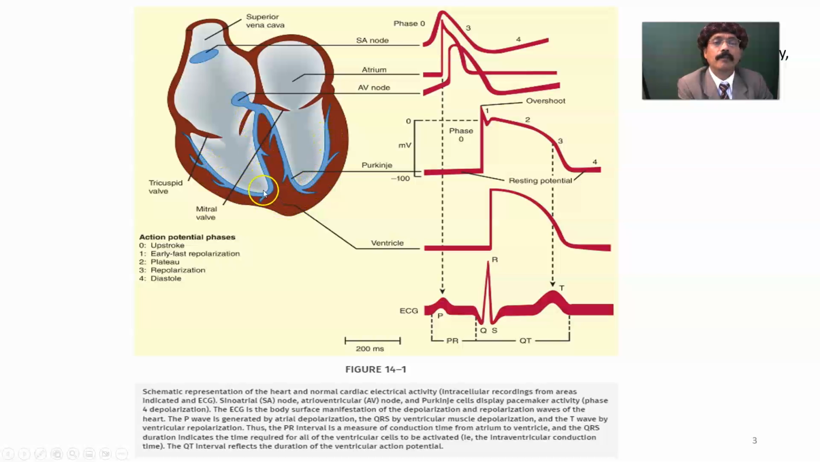on the left ventricle, and Purkinje fiber on the right ventricle, and we are looking at the action potential: upstroke 0, early fast repolarization 1, 2 is the plateau, number 3 is the repolarization, and number 4 is diastole. We will compare it with the EKG, that is PQRST: P for the atrial part, QRS for the ventricular contraction, and T is the repolarization.